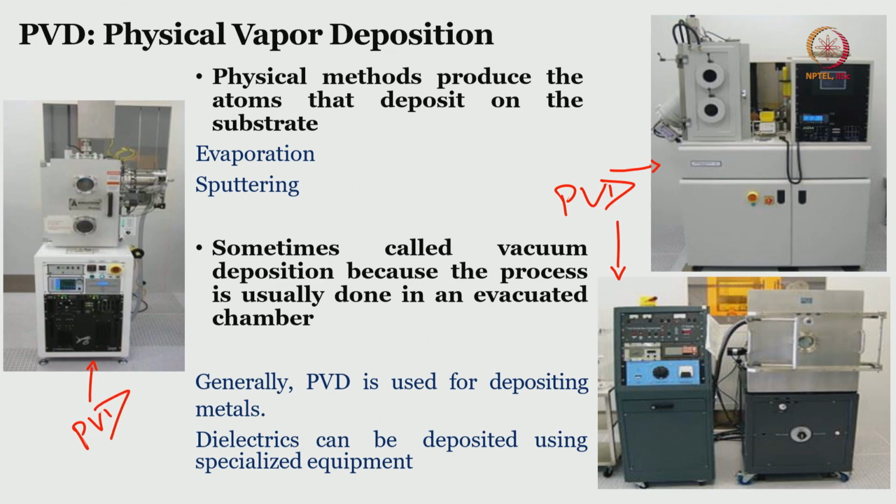So, the physical methods produce the atoms that deposit on the substrate either by evaporation or by sputtering. Within evaporation you have thermal evaporation and electron beam evaporation. So, within evaporation I have two, and then there is sputtering. This process, physical vapor deposition, is sometimes also called vacuum deposition. Why? Because the process is usually done in an evacuated chamber. Now, there is a reason for evacuating the chamber, which we will discuss.